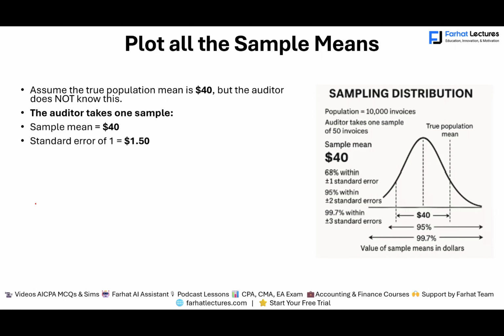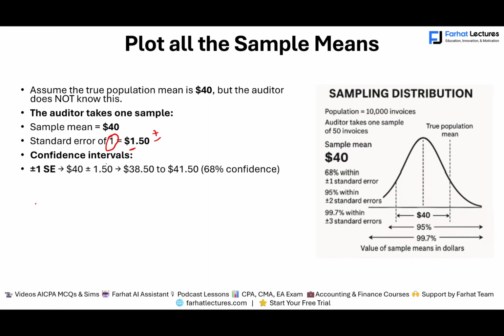And based on the standard deviation, our standard error is equal to 1. And with one standard error, it means the average will go between plus and minus 1.5. So how do we compute the confidence interval at 68%? We say plus minus one standard error. Start with the average, plus or minus 1.5 means 38.5 to 41.5. We are 68% confident that the mean falls between 38.5 and 41.5.